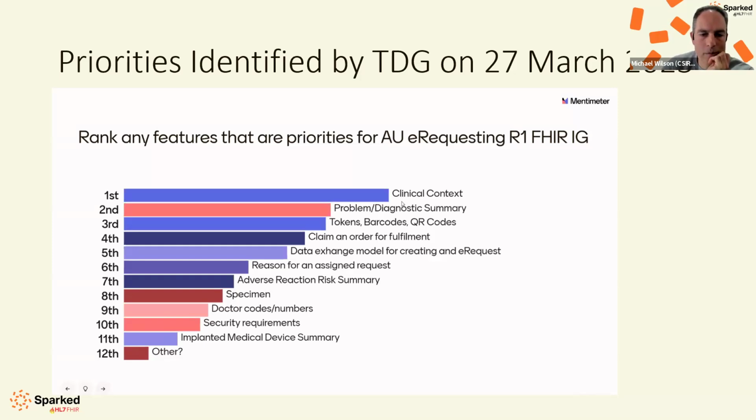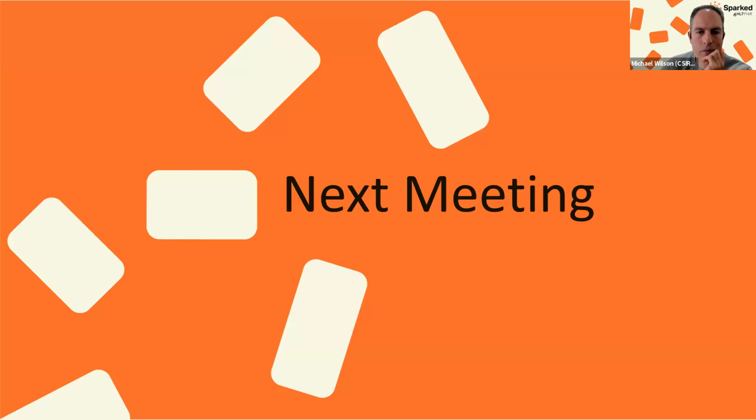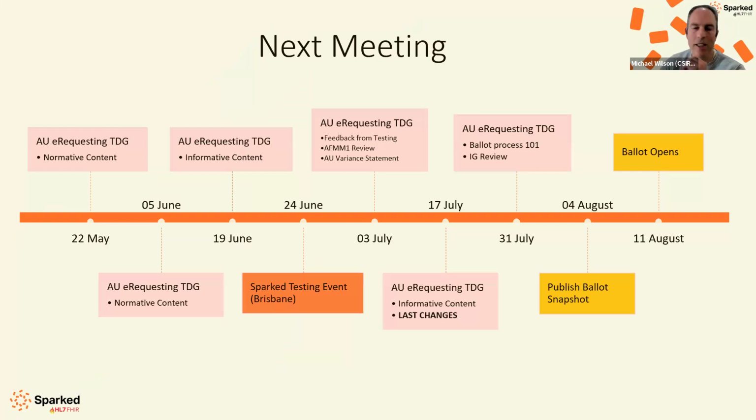Okay, well, that brings us to the end. Like I said, next 2 meetings, trying to get some more normative content through. Then we've got to shift gears into informative content or supporting information in the IG, doing our reviews and getting approvals for ballot and prep for ballot. So that's where we're at.